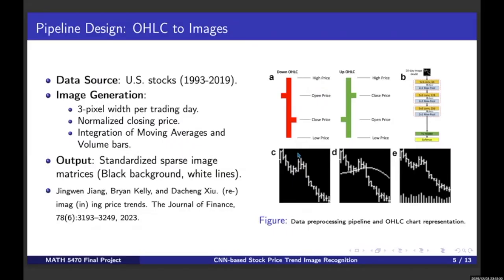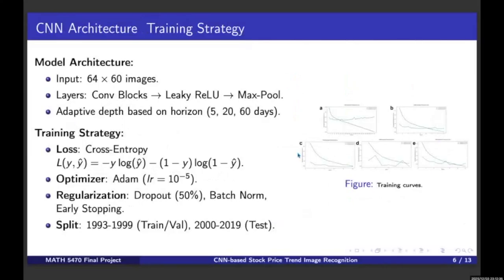The model architecture is shown in the figure. This model input size is 64 multiplied by 60. Following the author's settings, we added strategies including dropout, batch normalization, and early stopping.